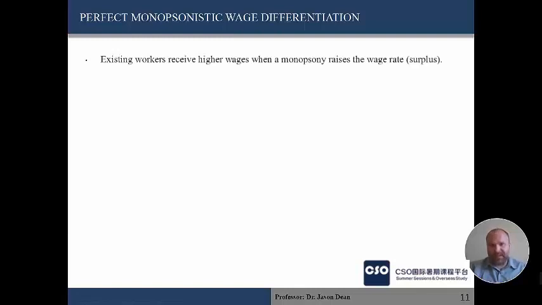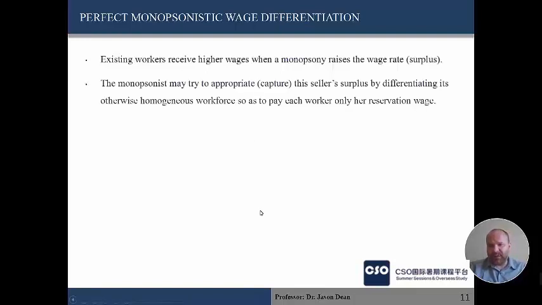Perfect monopolistic wage differentiation. So existing workers receive higher wages when a monopsony raises the wage rate. They end up getting a surplus. The monopsonist could try to appropriate or capture this surplus by differentiating its otherwise homogeneous workforce so as to pay each worker only their reservation wage.